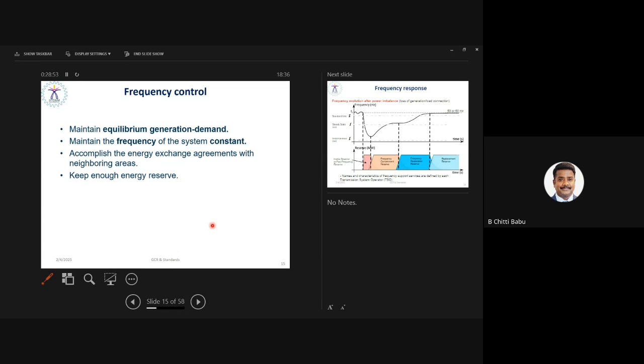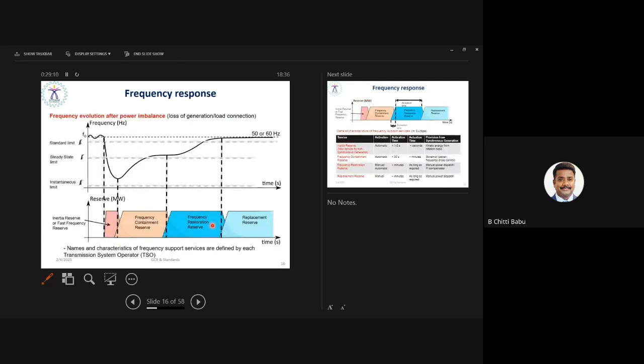Now come to the point of frequency control. As I said, it's maintaining the equilibrium between the generation and demand. As we are able to maintain the frequency constant, of course, it accompanies the energy exchange agreement with the neighboring area, and we still keep enough energy reserve. That is what we use energy storage for.